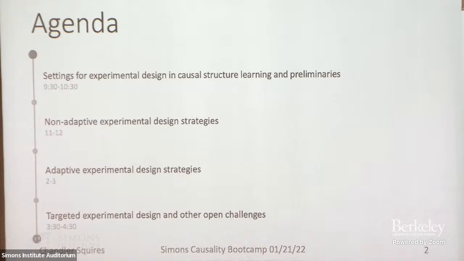So things like targeted experimental design, where the goal is not specifically structure discovery, learning the whole causal graph, but maybe learning part of it or learning a certain aspect of it that you are interested in, as well as a few other open challenges.